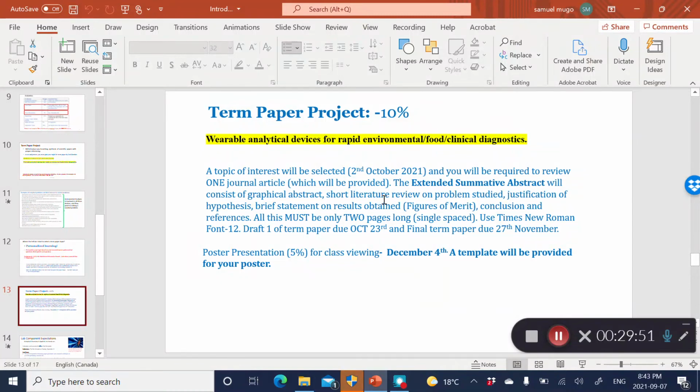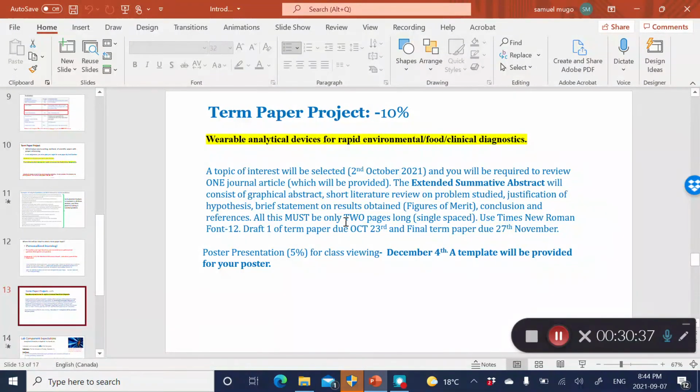I think this one I'm going to discuss later on, what's going to constitute the term paper project, but just as a summary, as I've said, you're going to post it, you're going to select your project by the 2nd of October, and then I'm going to assign you an article, you're going to read that article, and you're going to select another article so that you have a total of at least 2 articles, and then you're going to write your term paper based on these criteria. The term paper is going to have an introduction, an abstract, a graphical abstract, a short literature review, a justification of your hypothesis, a conclusion, and citations as well.